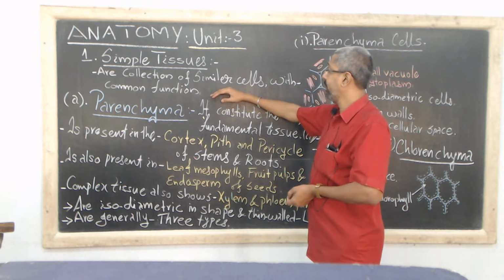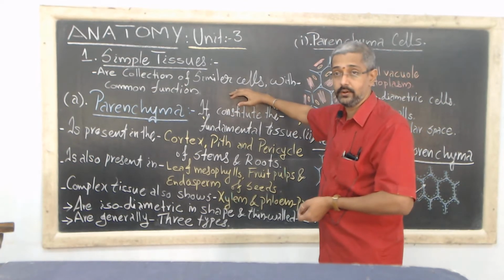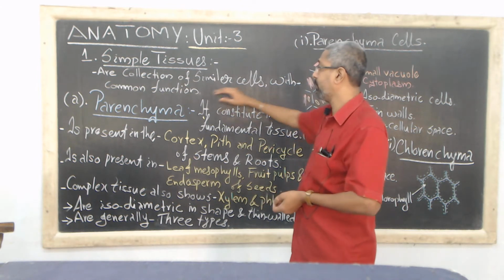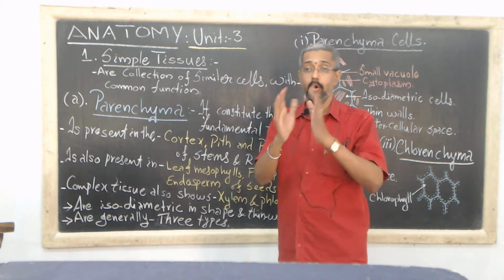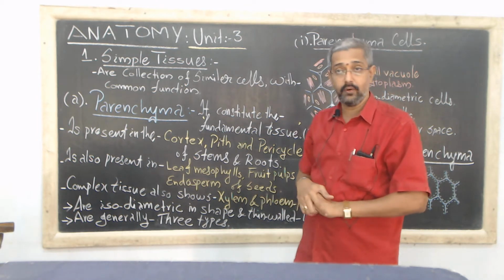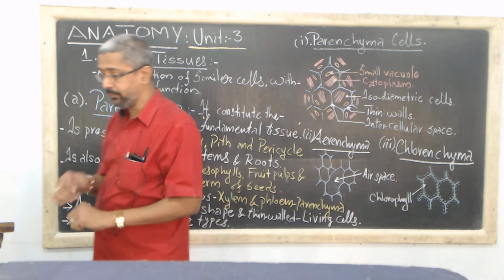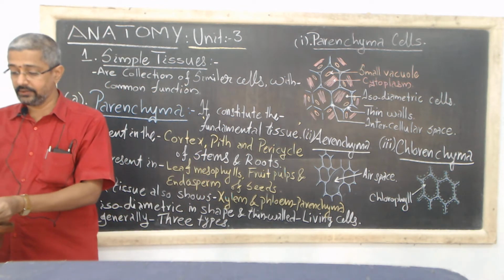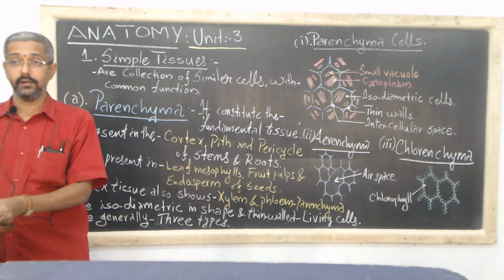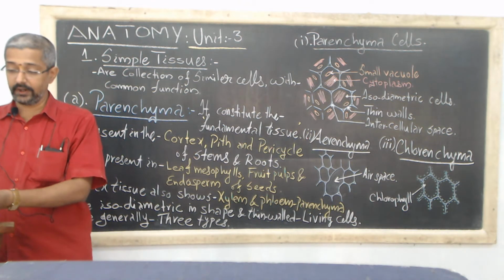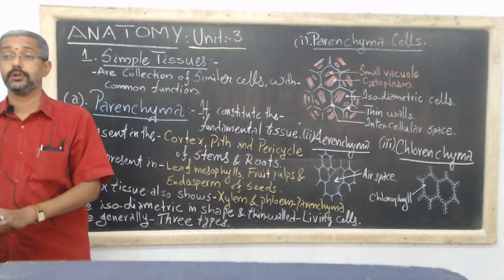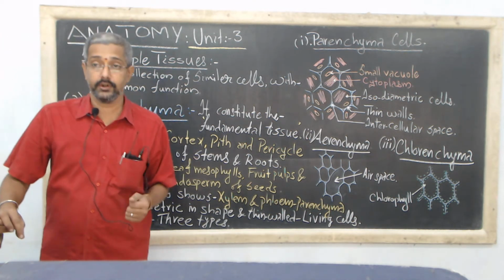Simple tissues are a similar group of cells, and they perform a particular or common function. Then there are different types of tissues coming under simple tissue. The first one is parenchyma, the second one is collenchyma, and the third one is sclerenchyma. These are the three major kinds of tissues coming under simple tissue.